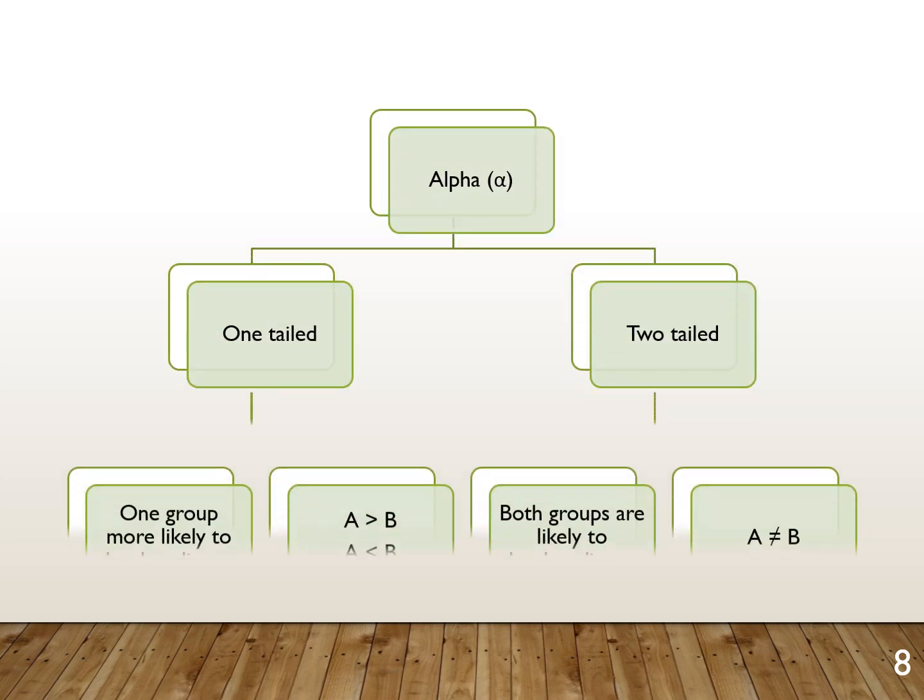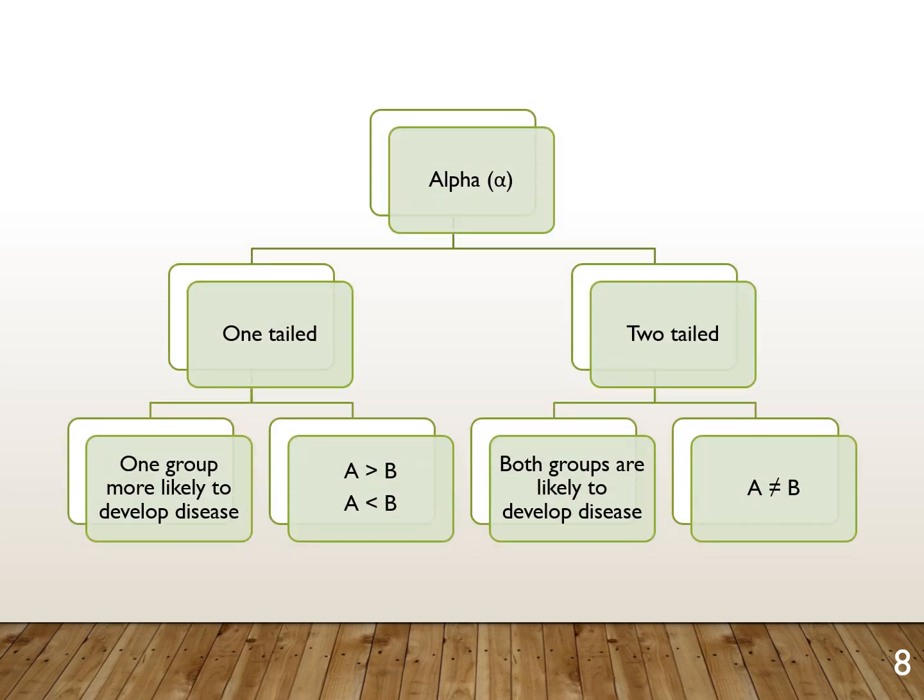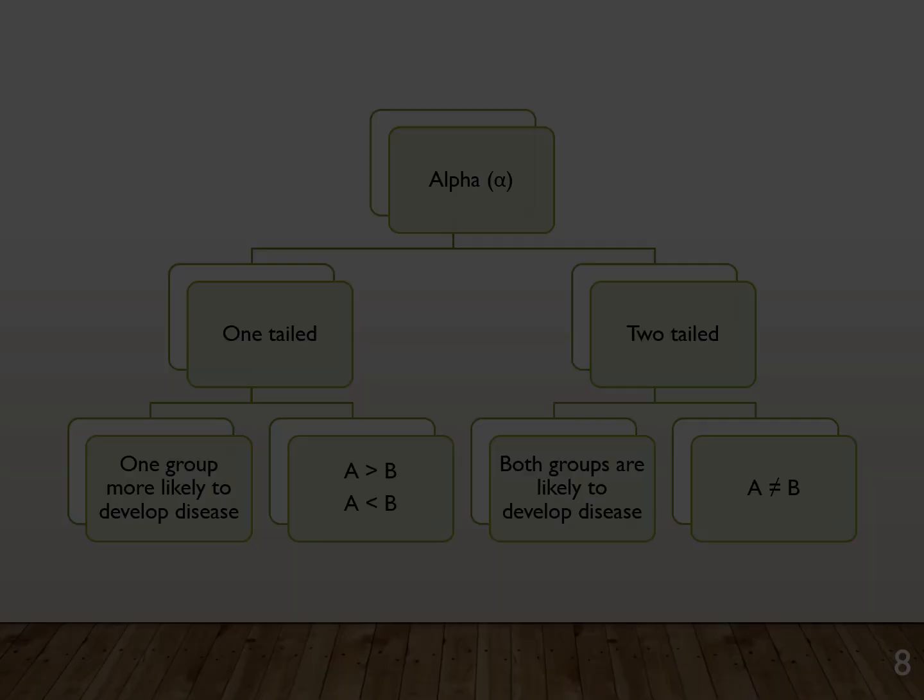Alpha can be one-tailed or two-tailed. One-tailed means one group is more likely to develop the disease than the other group, meaning our conclusion will be either A is more than B or A is less than B. However, the two-tailed is when both groups are likely to develop the disease. So the conclusion will be A is different from B.